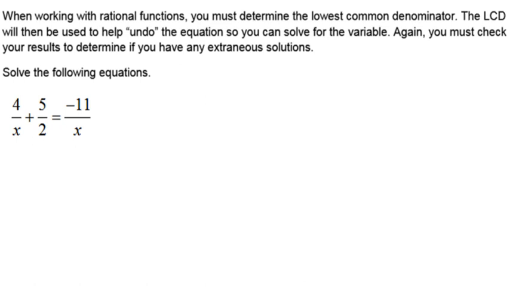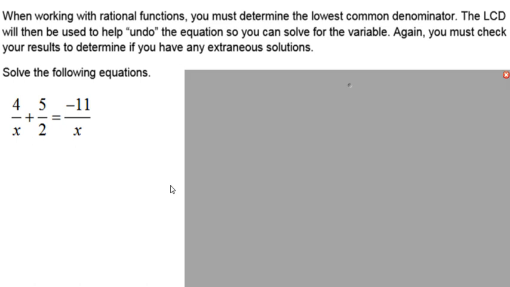So here we have our equation, 4 divided by x plus 5 halves equals negative 11 divided by x. Again, we have to decide what is our lowest common denominator. So in order to determine the lowest common denominator, we always suggest making sure everything is written in factored form. So we have our denominators x, 2, and x. Those are already in factored form.